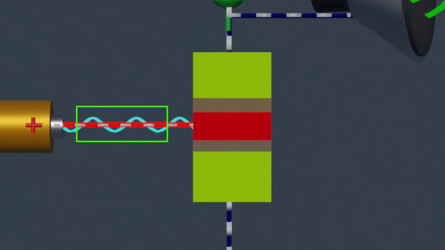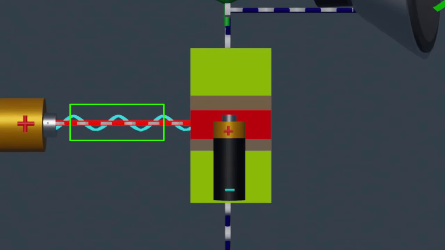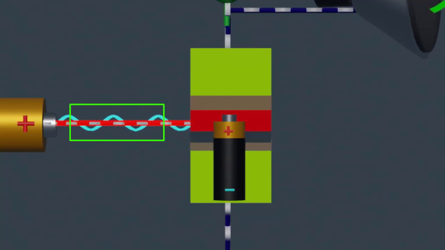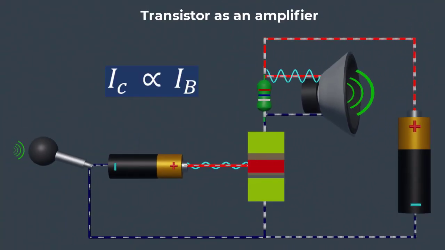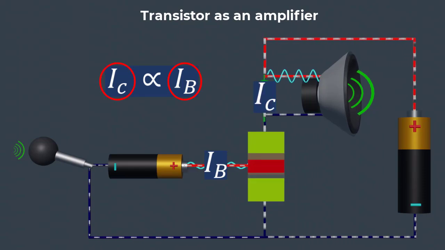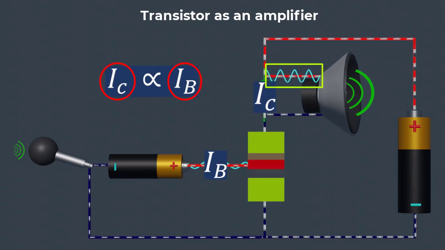This signal varies the voltage across the base emitter junction, causing changes in the width of the depletion region. As a result, the base current changes. These changes in the base current cause proportional shifts in the collector current, leading to signal amplification.